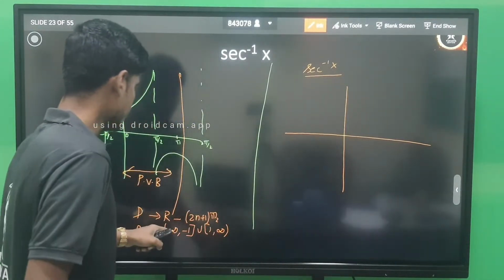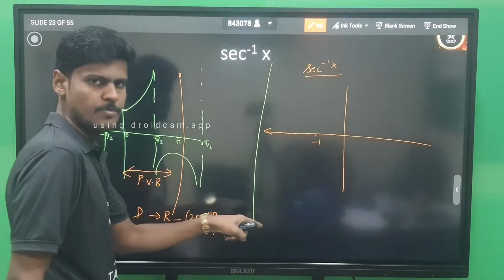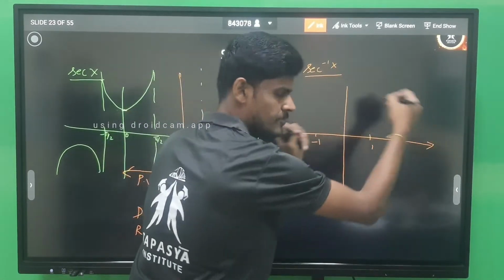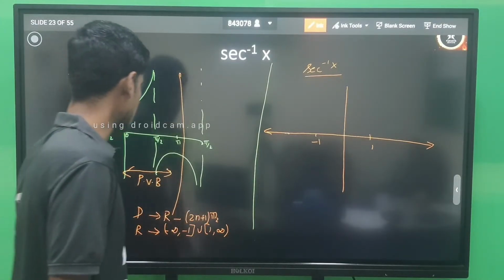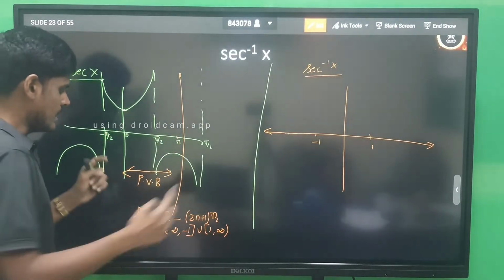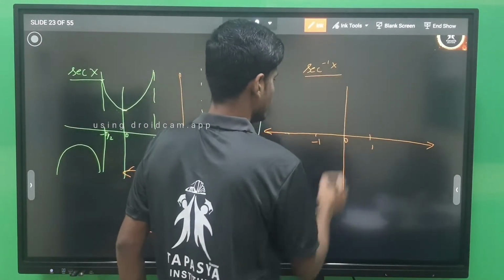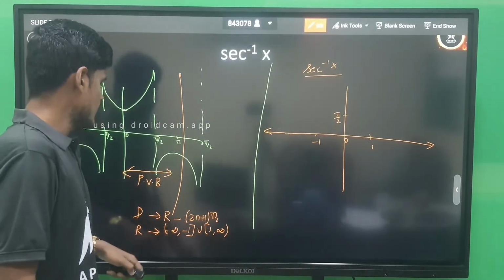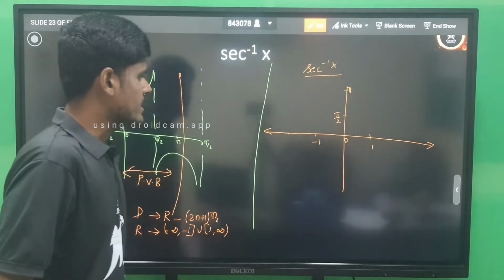So what is the domain? Minus infinity to minus 1 and from 1 to infinity. This is the domain of secant inverse x, and range is all real numbers except this value. So we have already restricted this value from 0 to pi. That means odd multiple of pi by 2 is only one value. So we will mark 0, at pi by 2 inverse does not exist, and pi. This will be the range of secant inverse x.